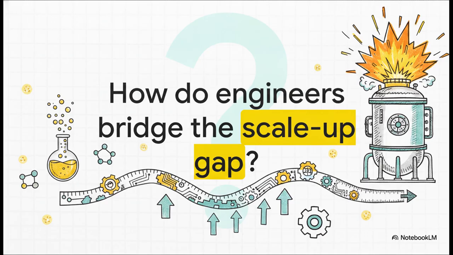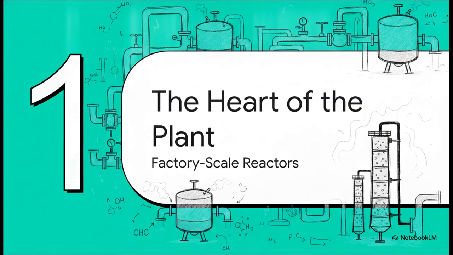Because, let's be real, if a reaction gets too hot in a test tube, it might just bubble over. But if it gets too hot in a 10,000-liter industrial tank, it can cause a catastrophic explosion. So today, we're going to explore exactly how scientists conquer the extreme physical challenges of taking a microscopic reaction and scaling it all the way up to profitable, steady-state production. Let's get into it. Part 1, the heart of the plant.